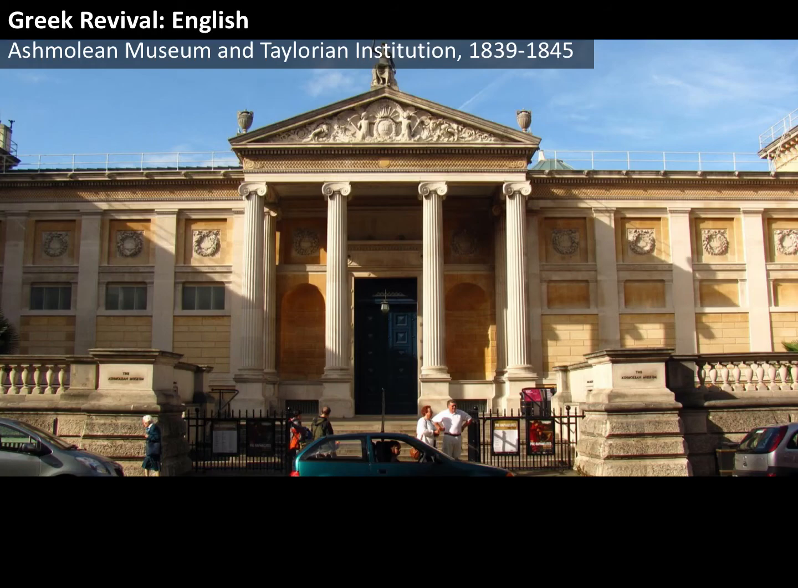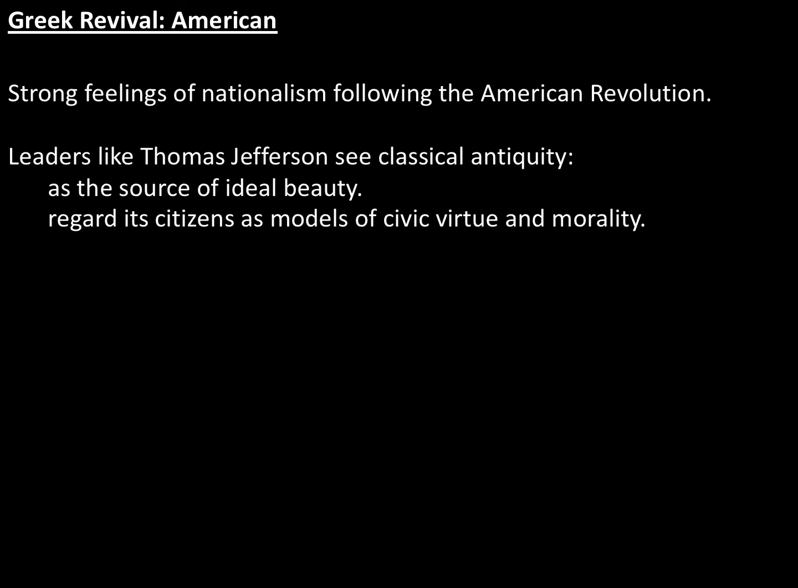And remember, this is a Greek, not a Roman style. We've seen this building before. This is the Ashmolean Museum, iconic Greek revival. Let's take a look at Greek revival in America.